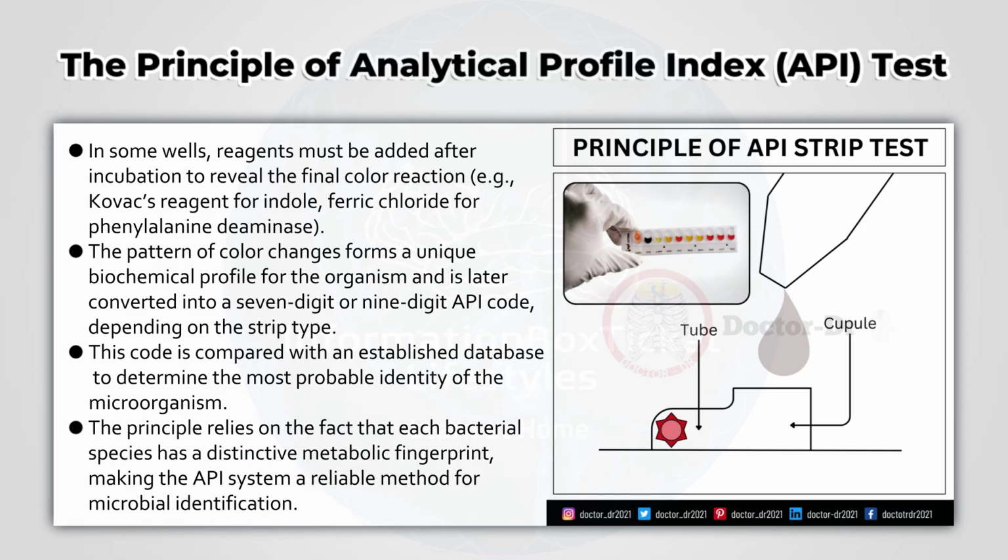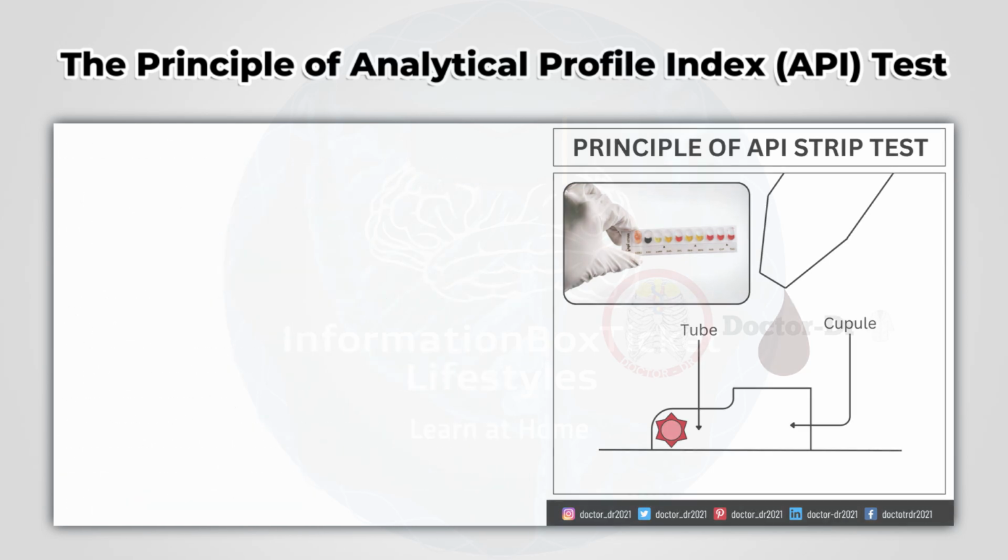The principle relies on the fact that each bacterial species has a distinctive metabolic fingerprint, making the API system a reliable method for microbial identification.